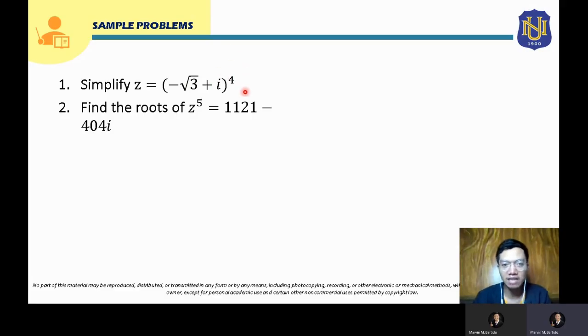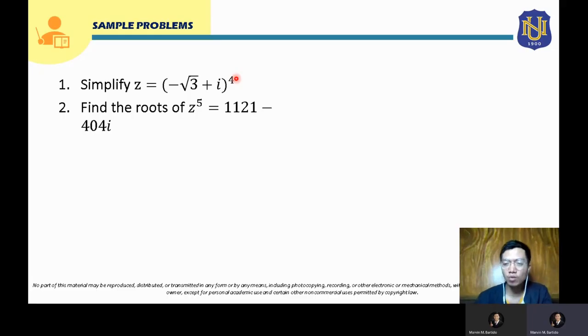So in this case, class, we can actually solve this manually. We can multiply negative square root of 3 plus i times negative square root of 3 plus i. And then after you get the answer, you multiply it again by negative square root of 3 plus i, and then again by negative square root of 3 plus i. So you're going to multiply that 4 times to get the fourth power. So that's how you solve it manually. But it will be a long solution, right?